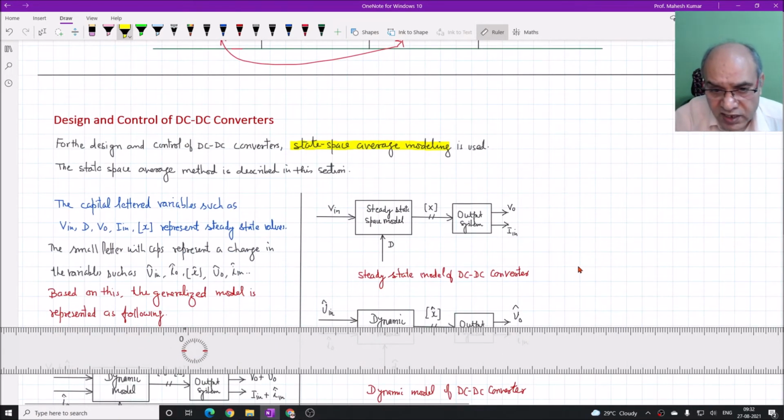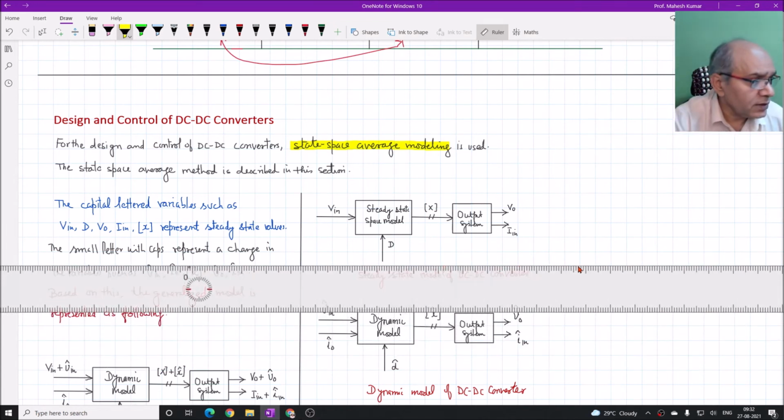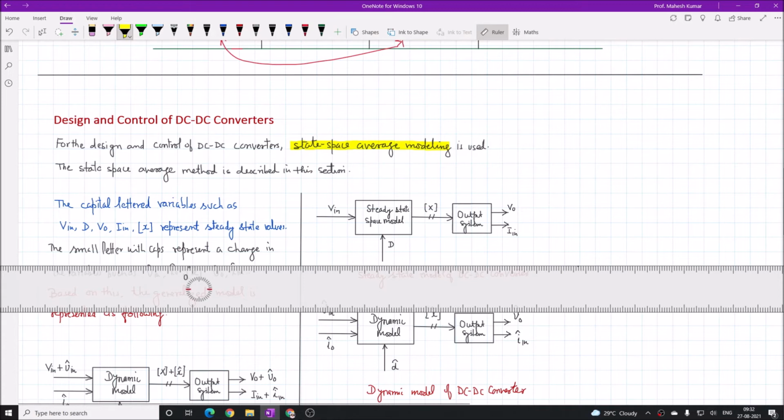Now you can see from this circuit, the first diagram on the right hand side, this is V in, this is V output, and this is I in, this is D in. You will be surprised to know that we have used I in as the output variable. It's because the input is actually D, and for given V input there is an output voltage V0, and for that V0 there will be some I0, and for that V0 and I0 there will be some I in.